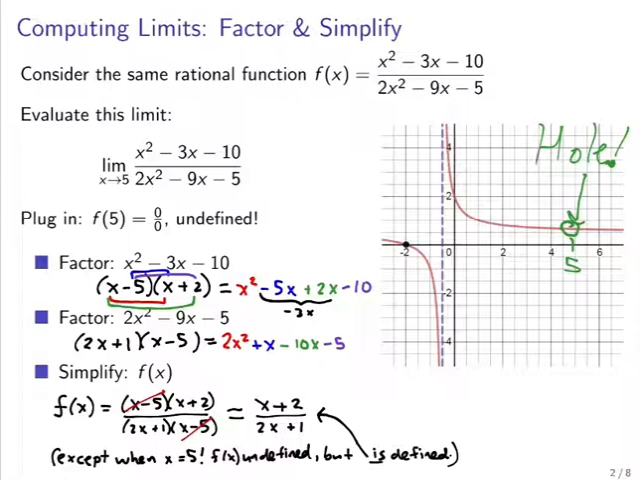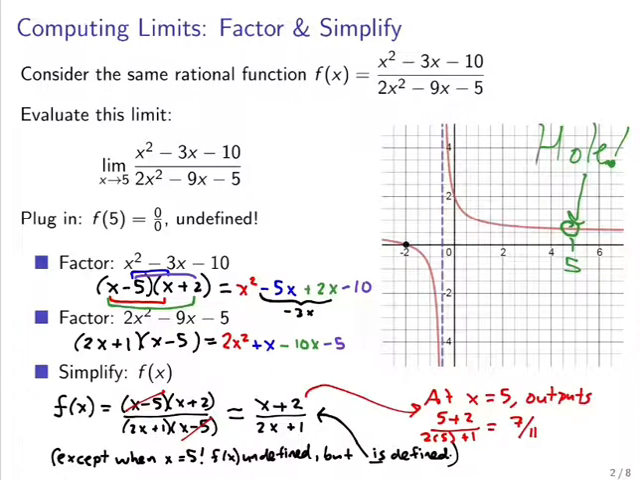But I want to point out that when I write equals and equals there, there's a really subtle point, which is my function equals that fraction over there, except at the input x equals 5. My function f of x, as it was defined way back here, doesn't exist. It's undefined when x is 5. And yet this new fraction that we just found does exist when x is 5.